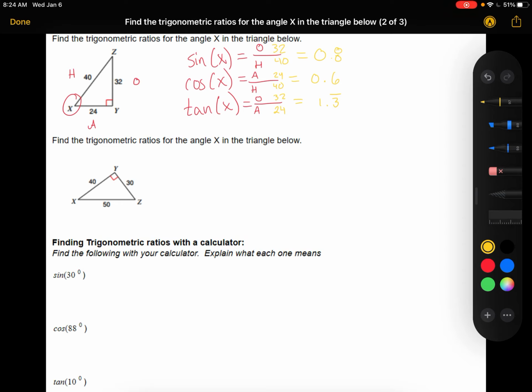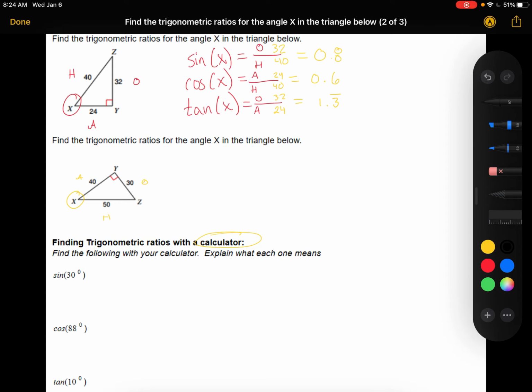You'll have to fill this in for the next triangle, for angle X, again right here: our opposite, our adjacent, and our hypotenuse, and define those three values. Next, you can also do this with your calculator, and I'll go over it both ways, both what happens when you punch it in, but also what this is actually referring to.